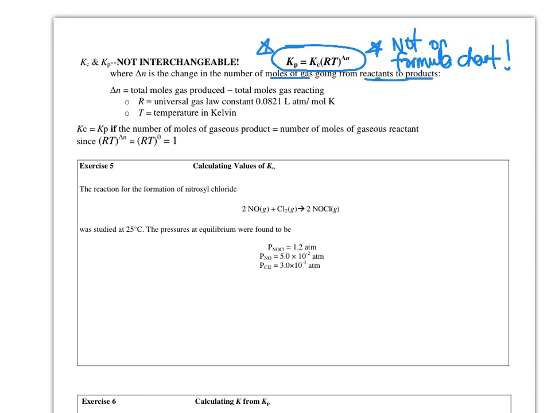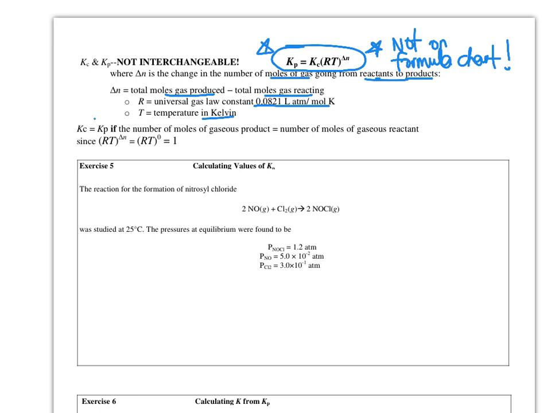So the delta n is your change in moles of gas going from reactants to products. Remember, delta n is going to be your moles of product minus your moles of gas reacting. It's only moles of gas, okay? R is the universal gas constant that we would use for our gases, and your temperature has to be in Kelvin because your R constant is in Kelvin.